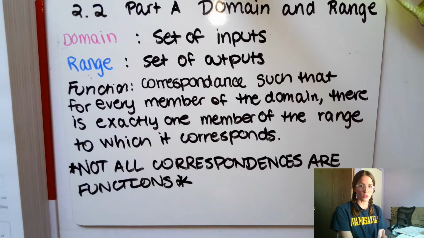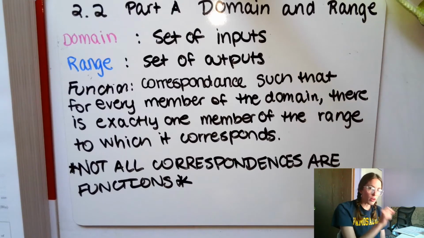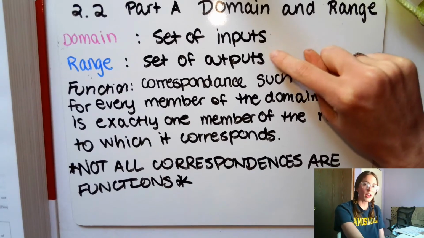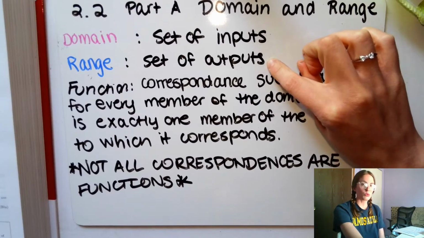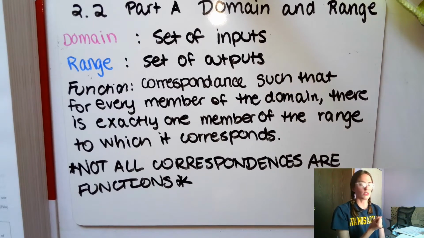A function is a correspondence such that for every member of the domain, so for every possible input, there's exactly one member of the range to which it corresponds. So if a correspondence is a function, then everything in the domain has only one output possible for that correspondence. Not all correspondences are functions. There are lots and lots of correspondences that aren't functions. So let's look at some examples.